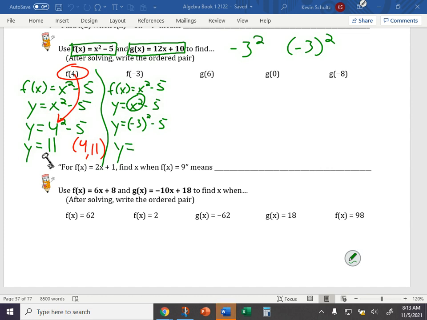Negative 3 squared minus 5. Christopher? 4. Positive 4. Okay? If you got negative 14, you went to your calculator probably, and your calculator did exactly what you told it to do, which unfortunately was incorrect because you need to have parentheses around the negative sign here. So, what ordered pair did we just identify? Negative 3, 4. Okay, when x is negative 3, y is 4.